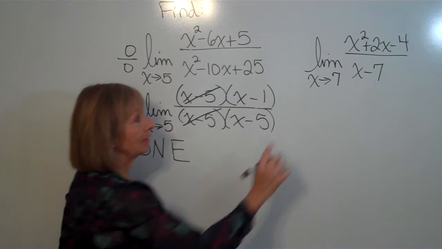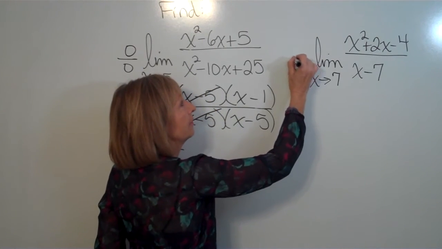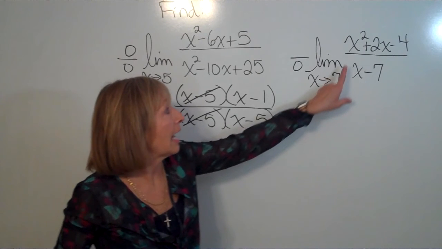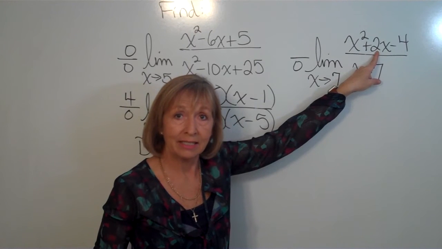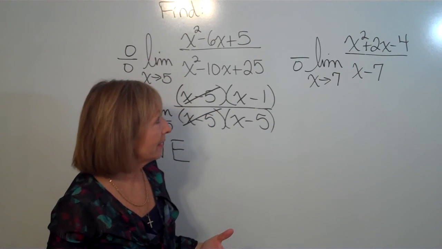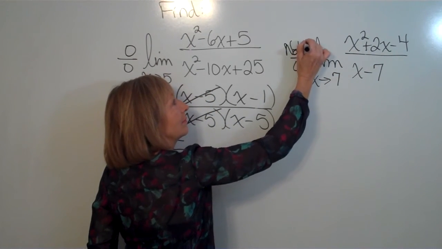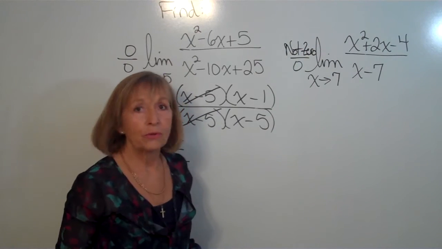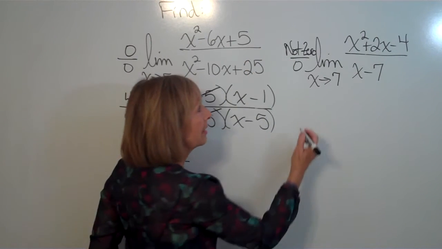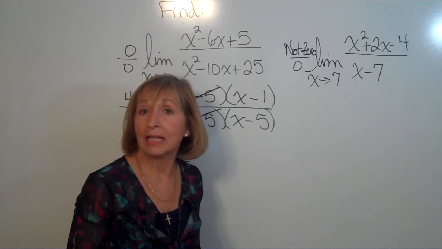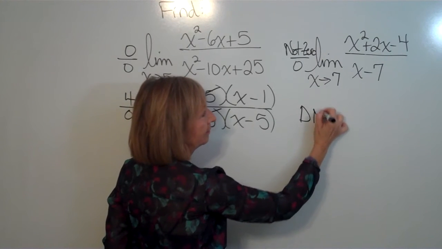How about the next one? Well, as x approaches 7, 7 minus 7 is a 0 in the denominator. In the numerator, I have 7 squared is 49, plus 2 times 7 is 14, so that's 63, and then 63 minus 4 is not a 0. So you get your 63 minus 4 is your 59, not a 0. So not 0 divided by 0, the graph itself would have a vertical asymptote at x equals 7, unbounded behavior. So it does not exist.